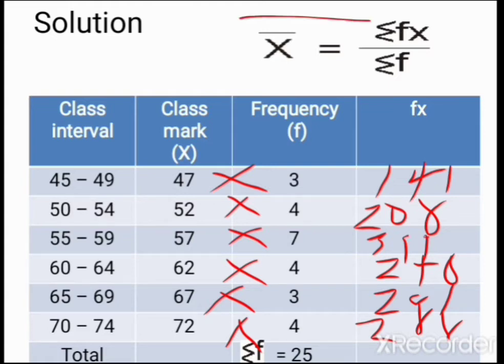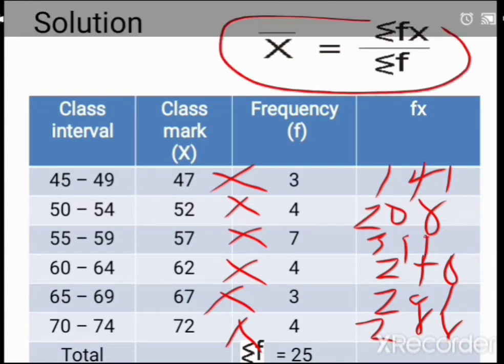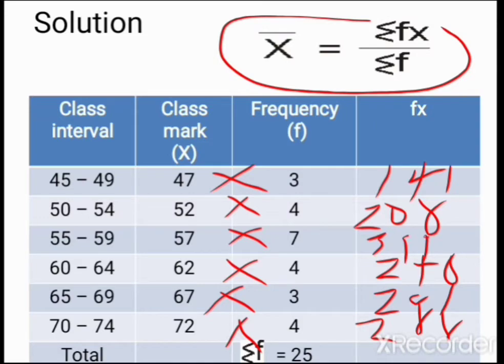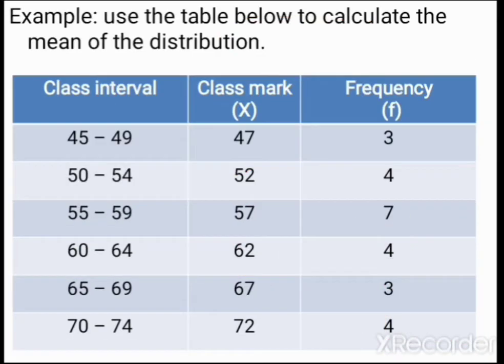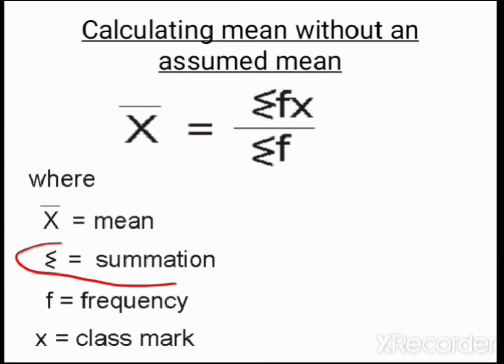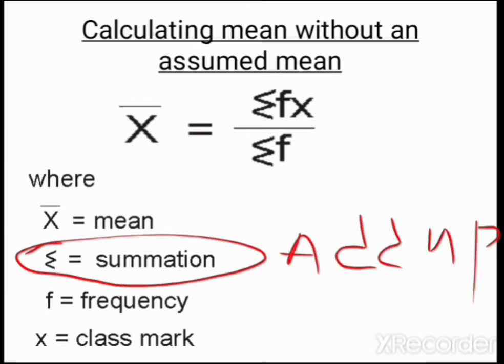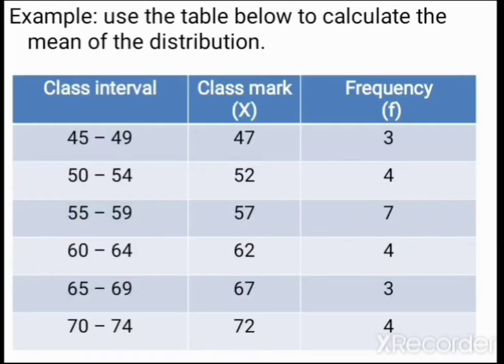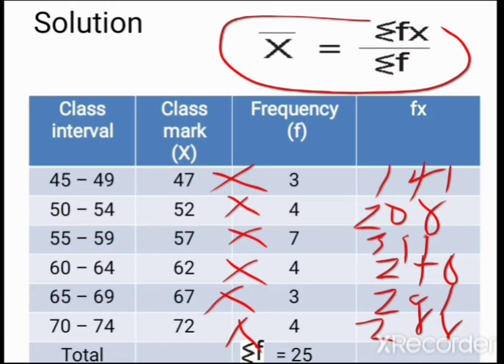Now let's go back to the formula. Look at the formula here. What was the meaning of summation? Summation means add up. This sign, if you go back, means that you should add up everything together. So to get summation fx, what we simply do is add all the fx together. So we add all these together, and if we add that together, we have what?